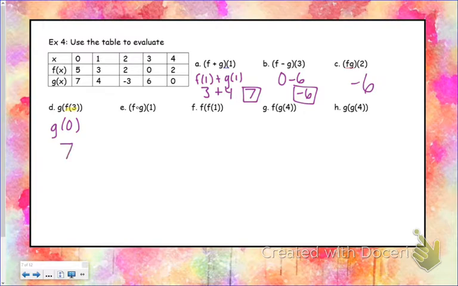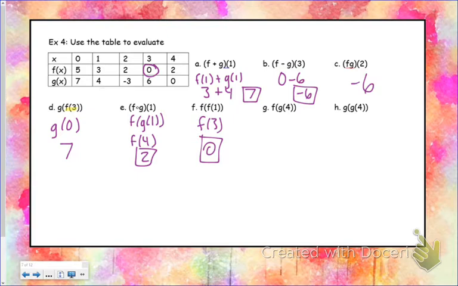Okay, f of g of 1, again, that's that other notation, which just means f of g of 1. Okay, g of 1 is 4. So f of 4, when x is 4, f is 2. Okay, f of f of 1, okay, so when x is 1, f of x is 3. So f of 3, when x is 3, f is 0.